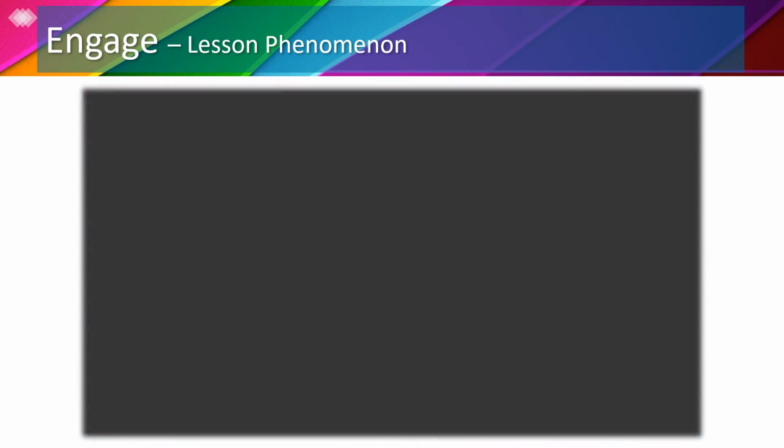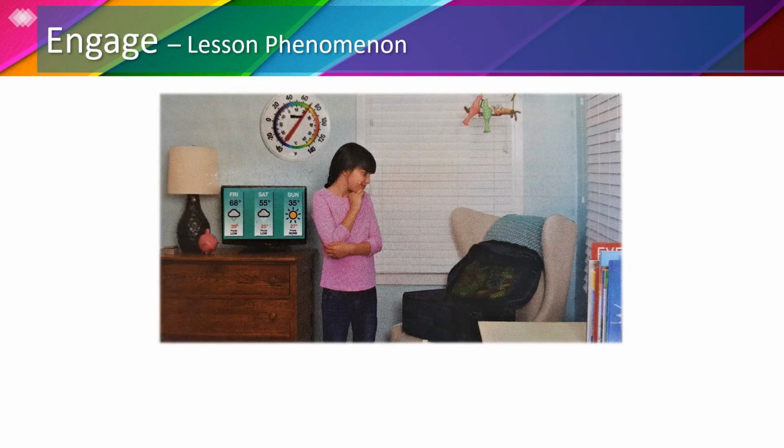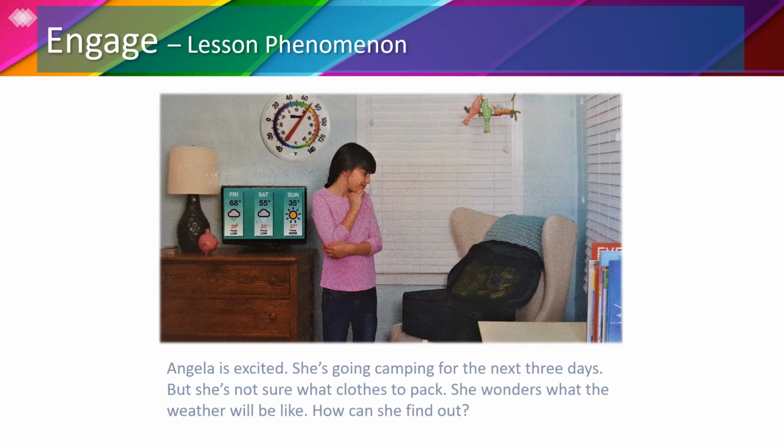That's thunder. In the picture in your book's page 403, we can see a girl called Angela. Angela's excited. She's going camping for the next 3 days, but she's not sure what clothes to pack. She wonders what the weather will be like. How can she find out? If you look closely at the picture, you can see a weather forecast. This means that we can see the weather for the next 3 days.